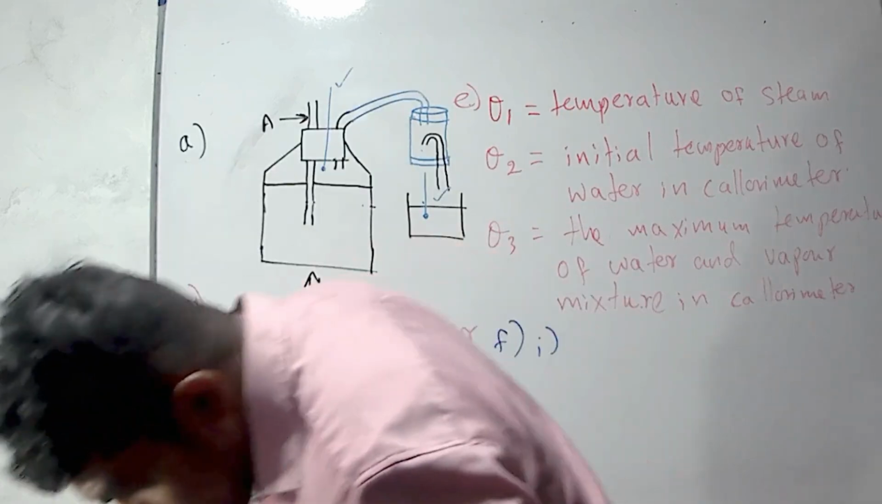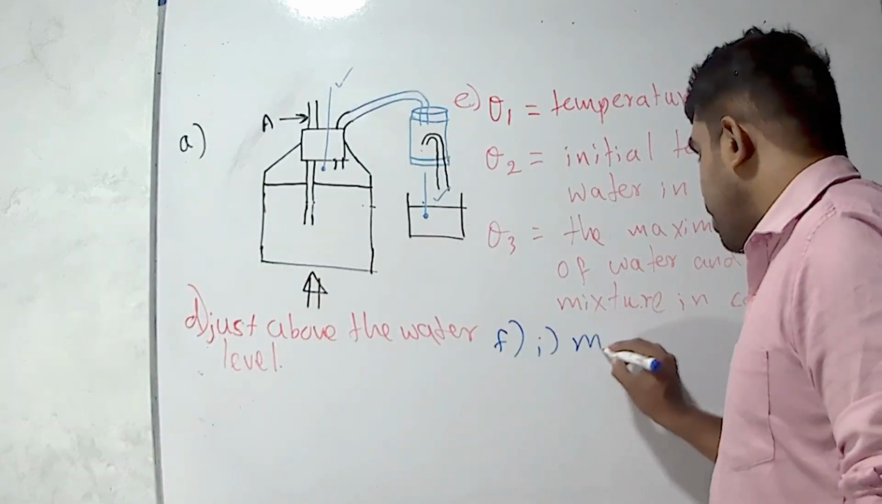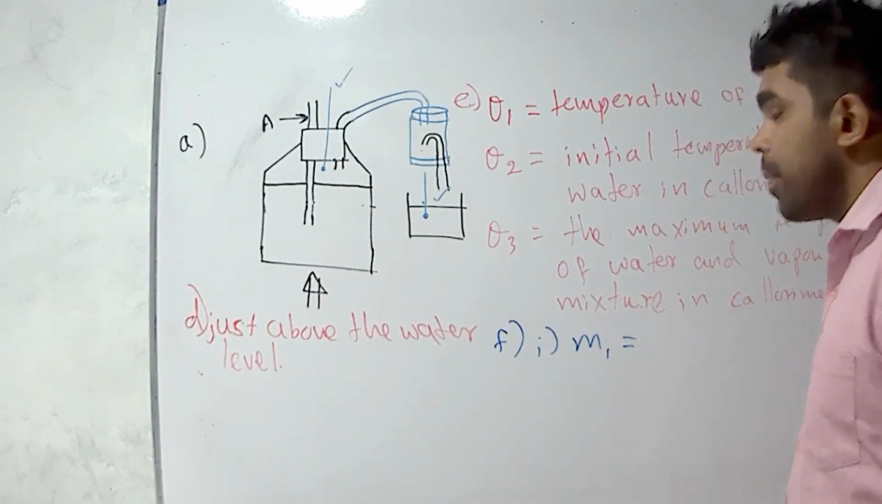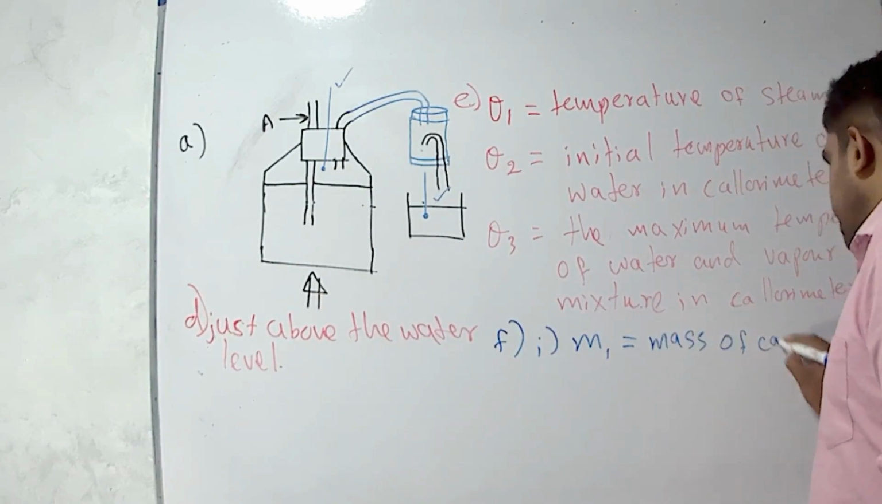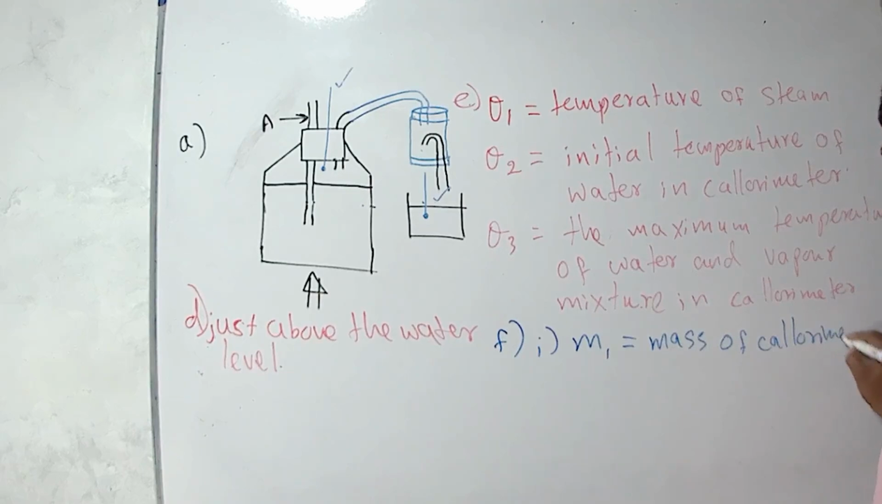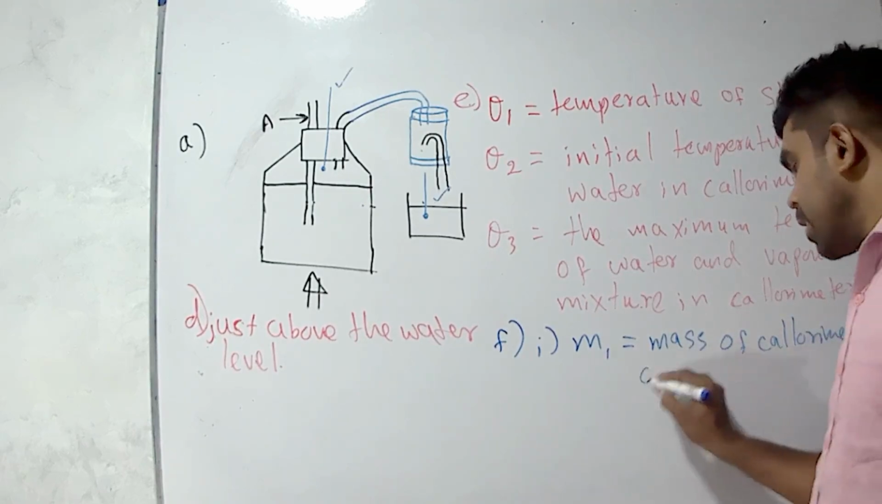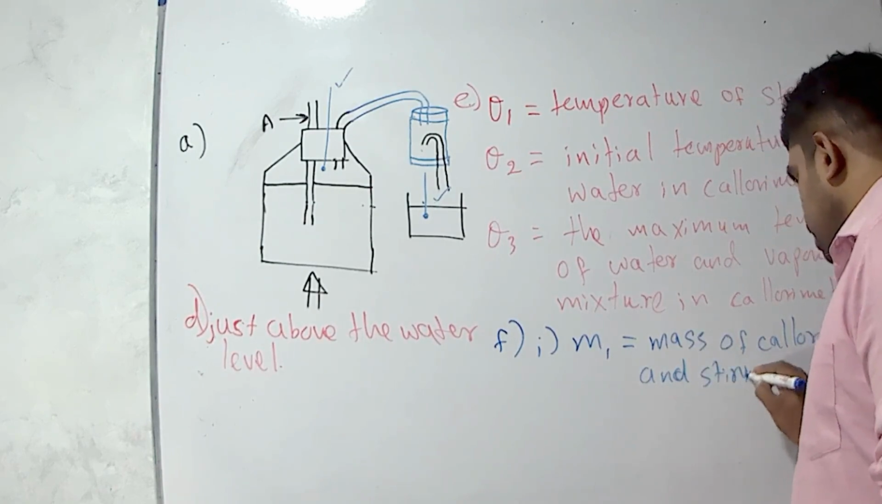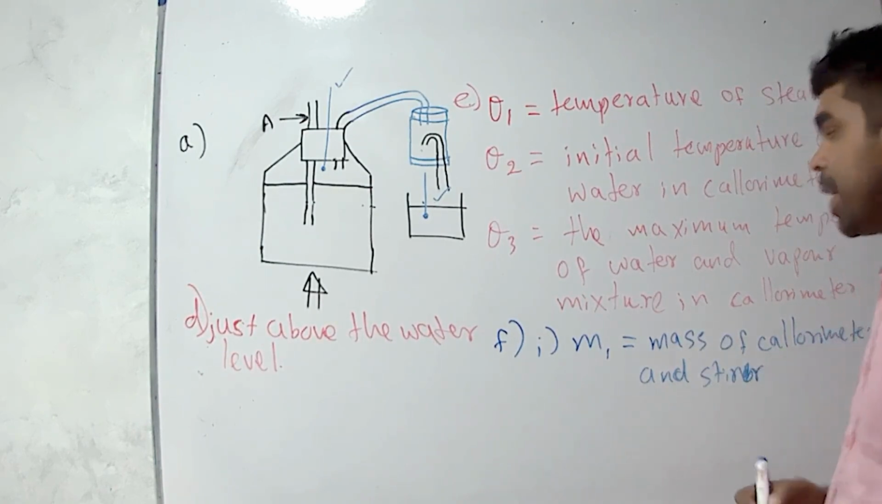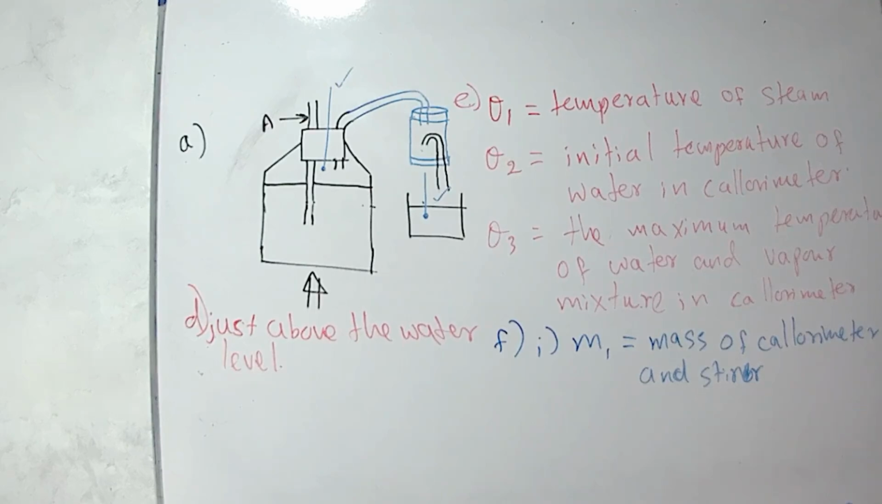F part 1, M1 mass. M1 is the mass of the calorimeter and stirrer. Mass of the empty calorimeter and stirrer.